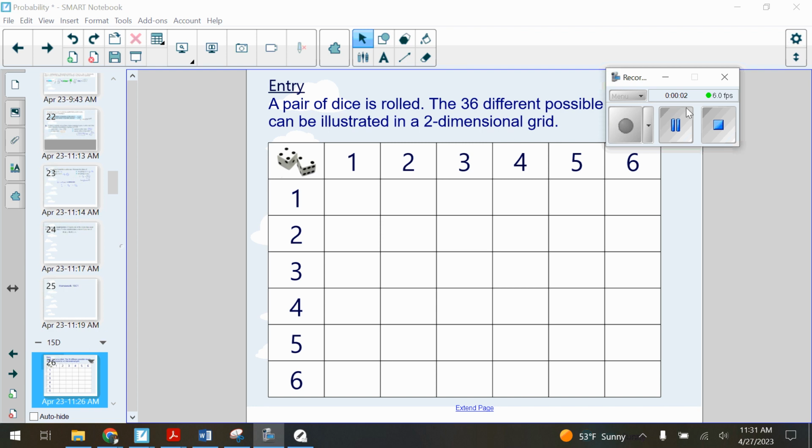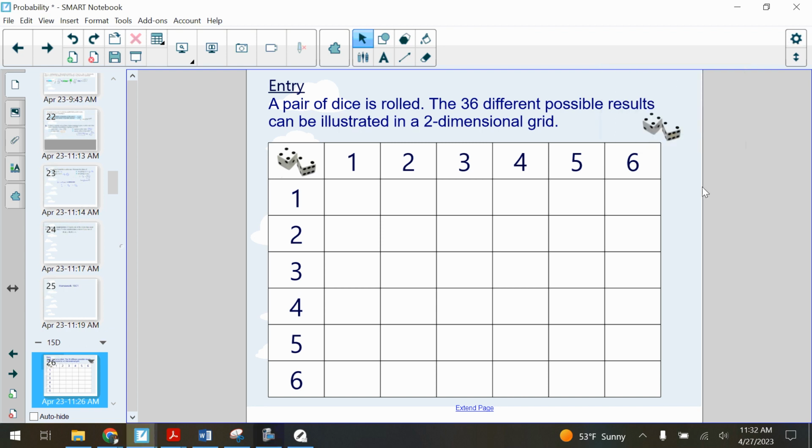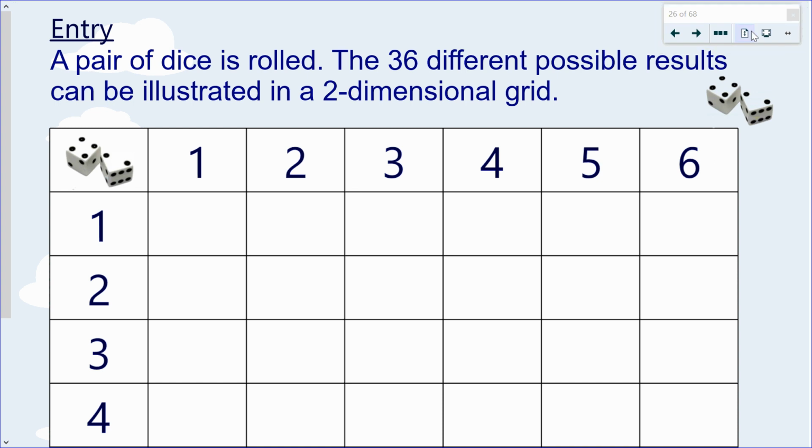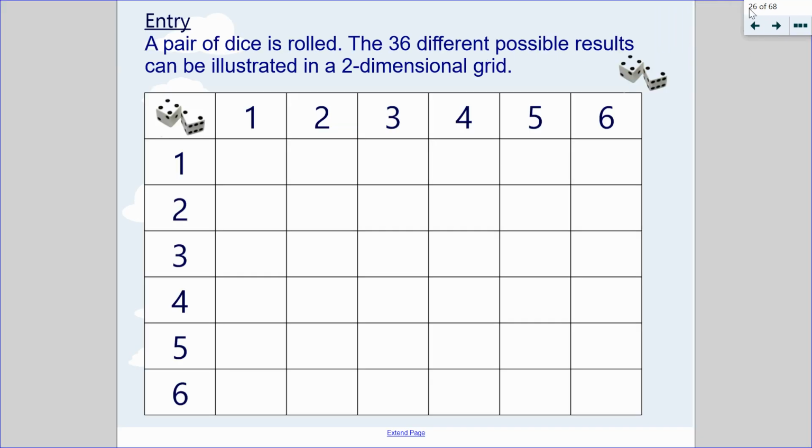Hello students, today we are going to start by talking about some dice probabilities. In your notes, if you want to label this as 15D, we're going to take a moment and fill out this table, and this will help us to analyze probabilities related to rolling dice.